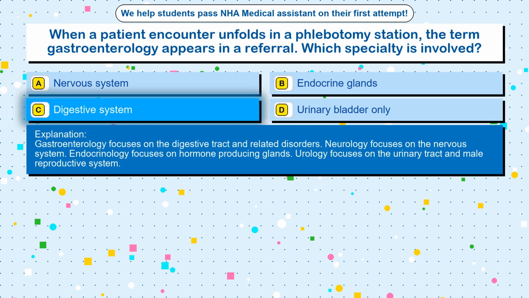Gastroenterology focuses on the digestive tract and related disorders. Neurology focuses on the nervous system. Endocrinology focuses on hormone-producing glands. Urology focuses on the urinary tract and male reproductive system.